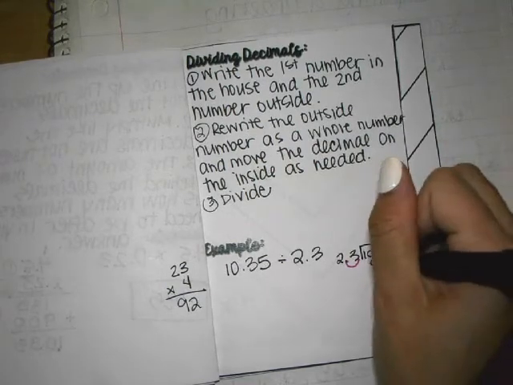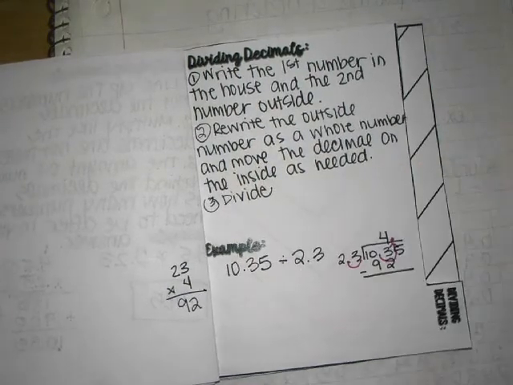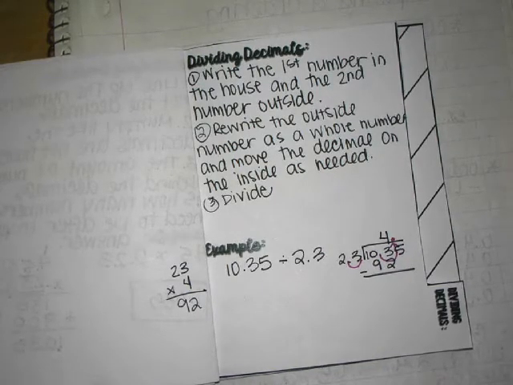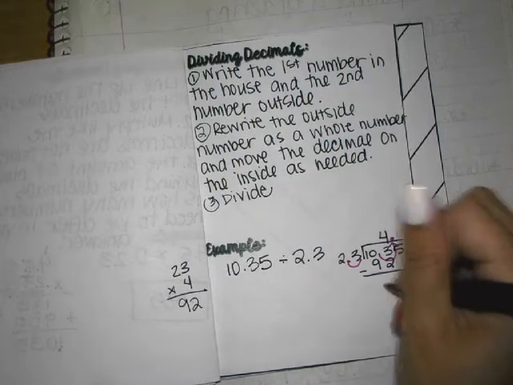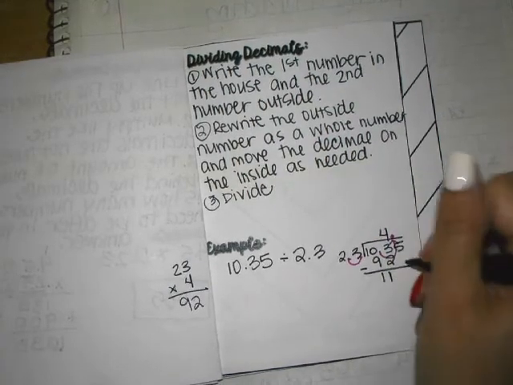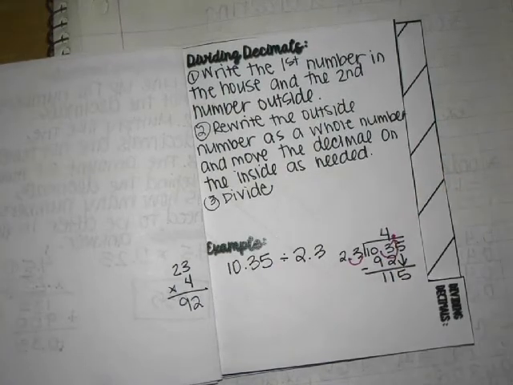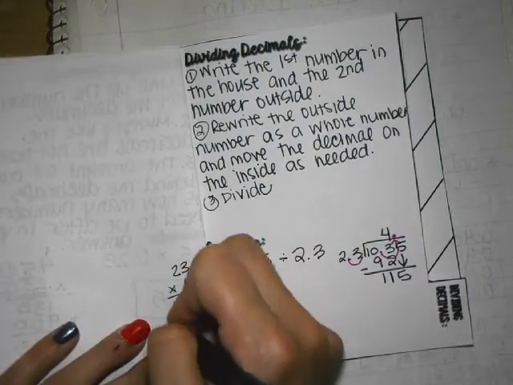And then we're going to put 92 below the 103 and subtract. So do 103 minus 92. What's 103 minus 92? 11. What do I need to do now? Well, if we know 23 times 4 is 92, what should we try now? 23 times what? 5. Good.